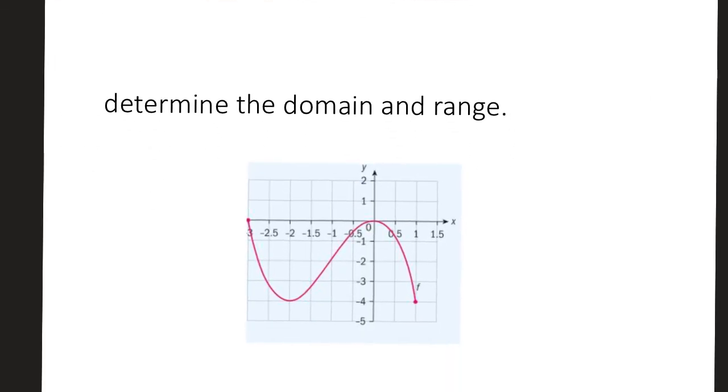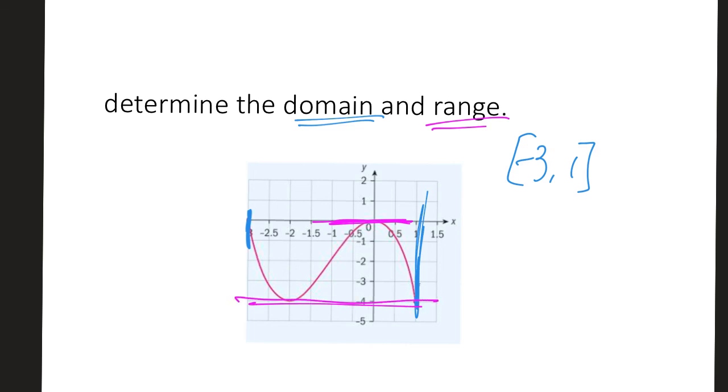Okay, I think this is my last one. So the domain and the range on this one. It looks like I'm going over here from -3 all the way to 1. Those are both inclusive. And the range, it looks like I am topping out here at 0, and my lowest point is down here at -4. Oh, that's a 0. Sorry, that is a 0. And those are both inclusive.